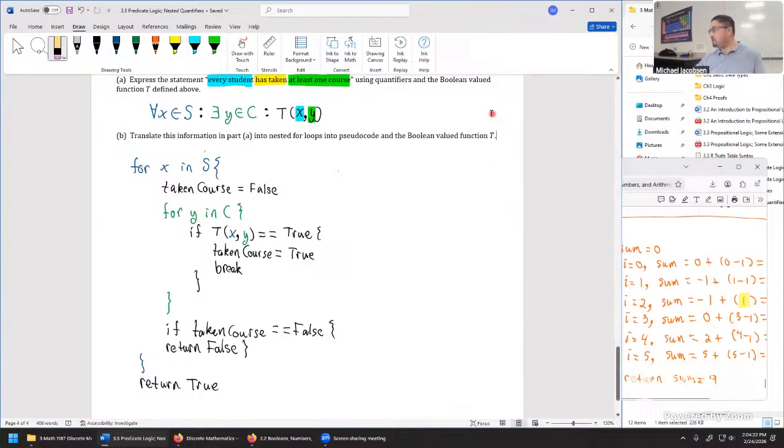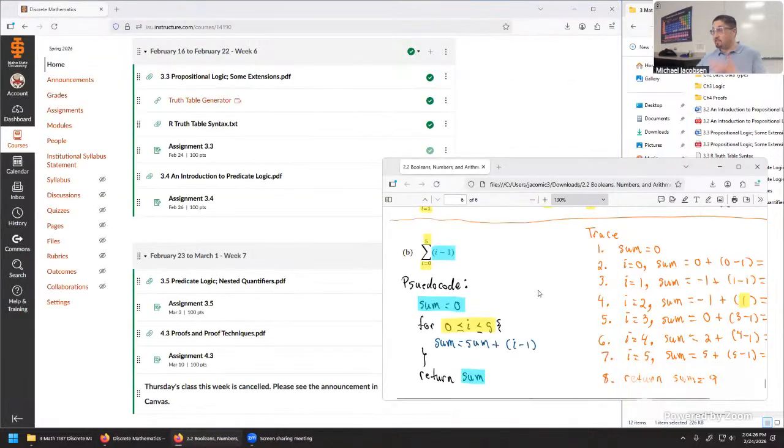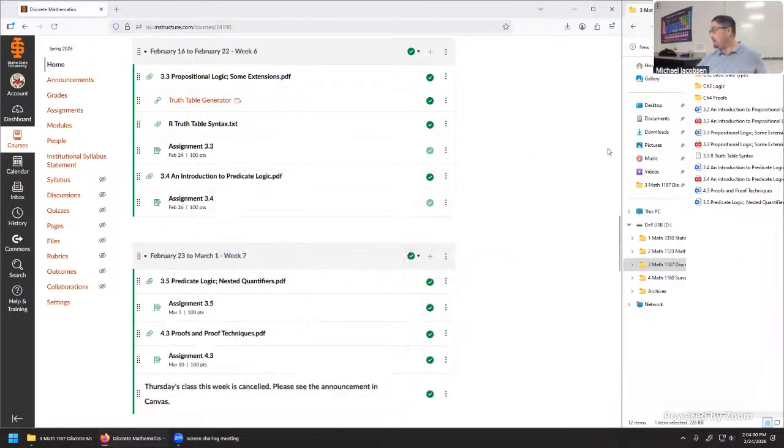Okay, well, let's take a look into chapter 4, our first big application of essentially everything we've done in chapter 3. An application of logic is essentially proofs and proof techniques.